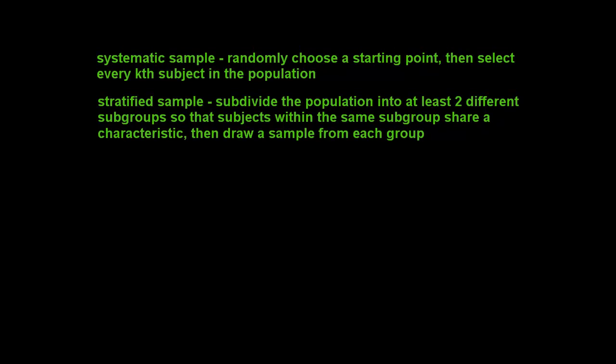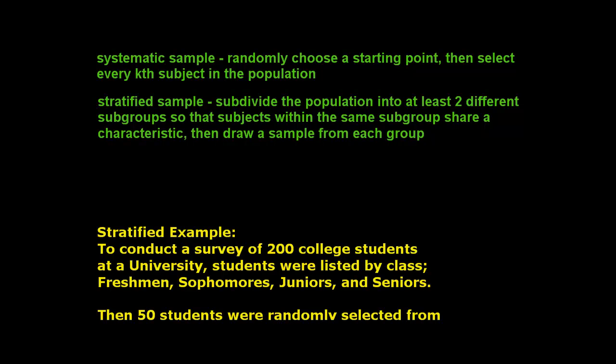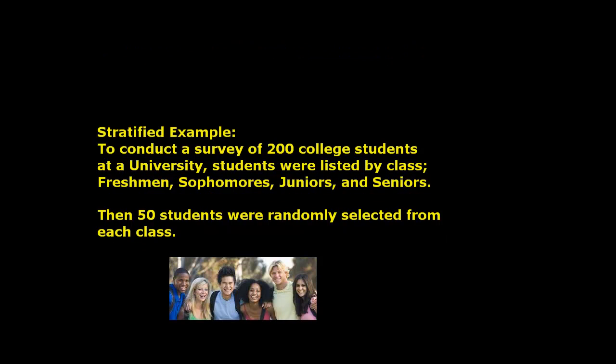Okay, stratified. Let's look at what stratified sampling is. With stratified sampling, you subdivide the population into at least 2 different subgroups so that subjects within the same subgroup share a characteristic. Then you draw a sample from each group. Now, this is frequently done in the medical field. They'll subdivide the sample into males and females and then draw samples from that. Let's look at another example of stratified besides the medical field.